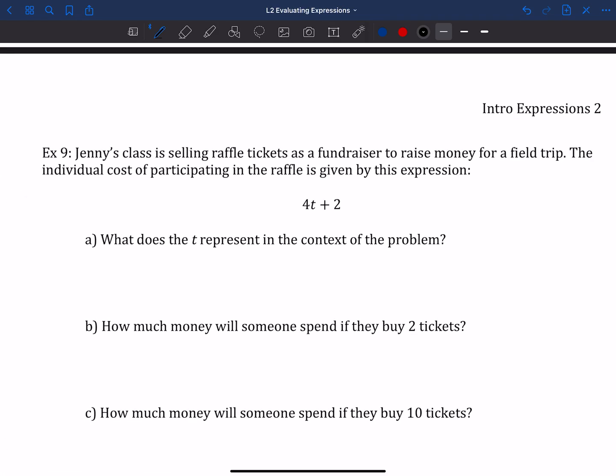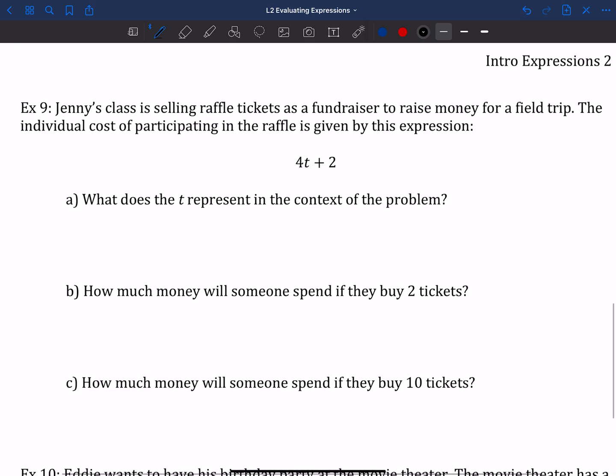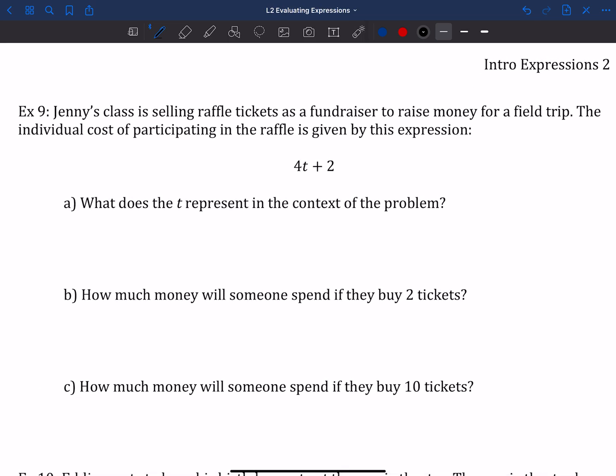Oh man, it's everybody's favorite thing. Let's talk about some word problems. So what we're going to do with word problems is we're just going to kind of talk at a base level about what these things represent in these expressions. So in this one, Jenny's class is selling raffle tickets as a fundraiser to raise money for a field trip. The individual cost of participating in the raffle is given by this expression, 4t plus 2. That's not 40 plus 2, that's 4t plus 2. So what we want to figure out is what does the t represent in the context of the problem?